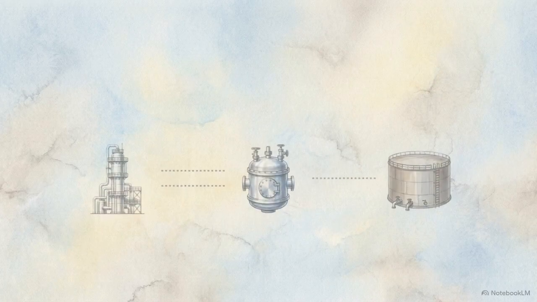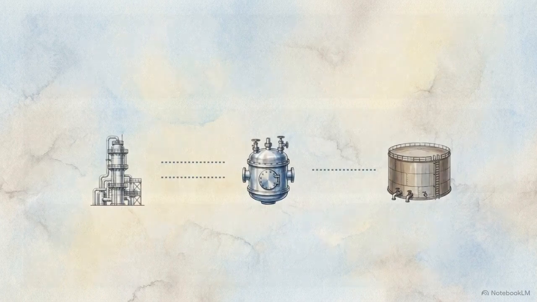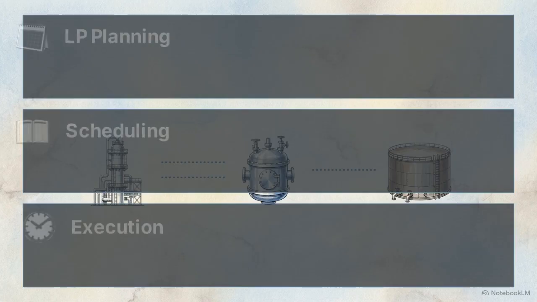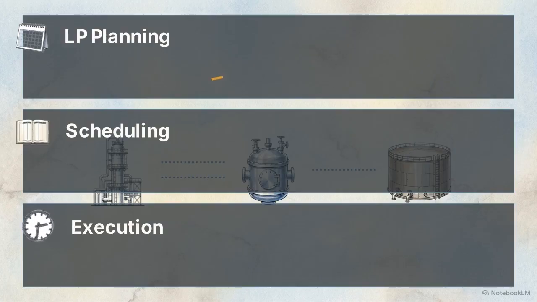Optimizing locally inevitably erodes the global GRM. Historically, refineries attempt to manage this complexity by dividing the workflow into three isolated tiers: LP planning, scheduling, and execution. LP planning stands for linear programming, a mathematical method used to determine the most profitable operating plan over a long horizon. These tiers operate on entirely different time horizons and rely on different mathematical models. Planning looks months ahead, scheduling organizes the week, and execution happens in the current hour.